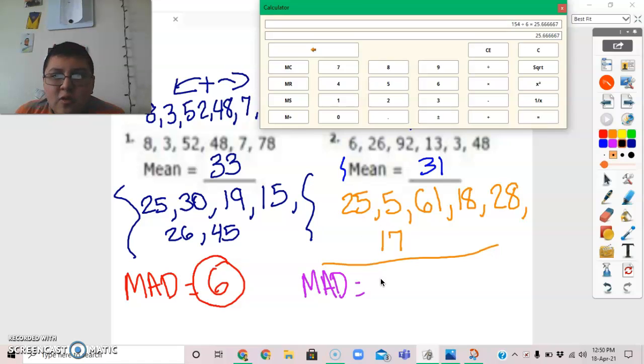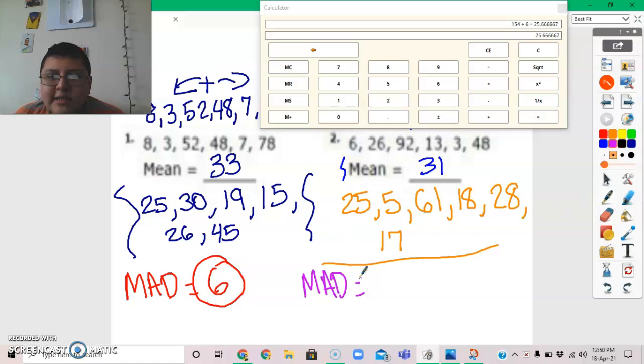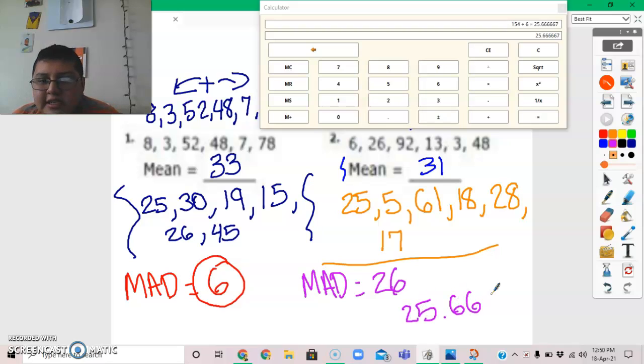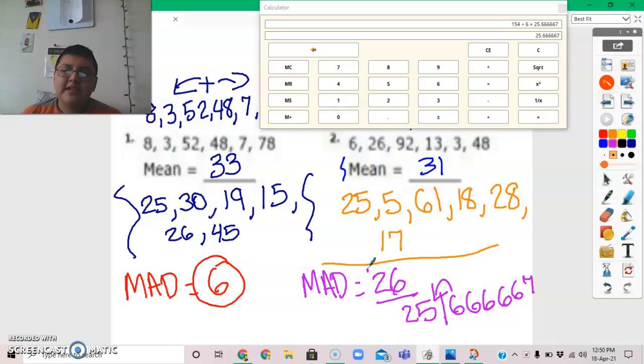But as I said, to make this shorter, we're going to round the total. 25.66667. If you're going to round it to the simple terms, which is the ones place, 6 is greater than 5, so it's going to equal 26. So 26 is going to be your MAD.